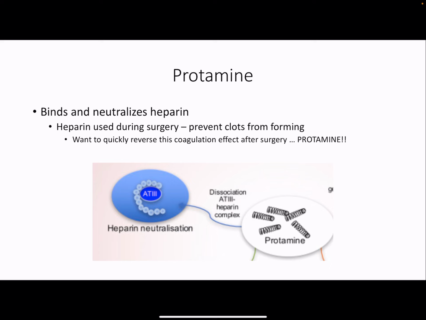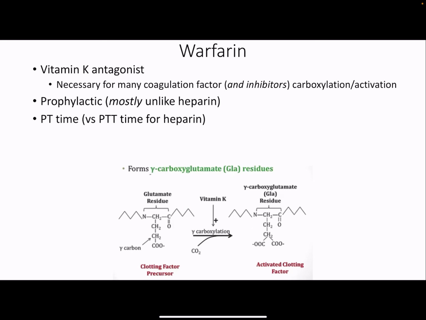So if let's say you're doing a surgery, you don't want them to clot when you're doing surgery, so you might administer heparin. However, when the surgery is done, you want everything to go back to the status quo, so you want to reverse the effects of heparin, so you can go ahead and give them protamine, which just binds to the heparin and neutralizes it. All right, warfarin, we've talked about this.